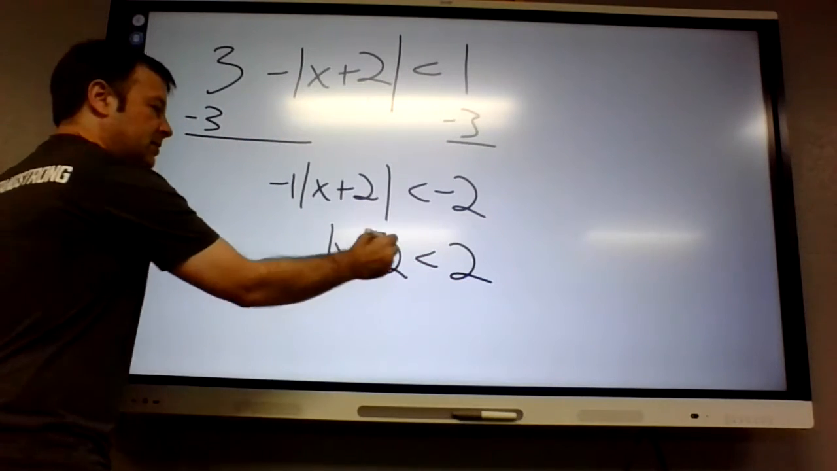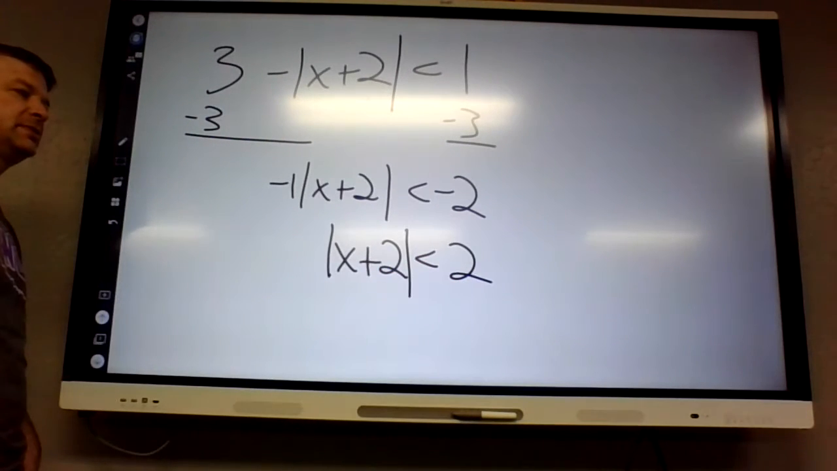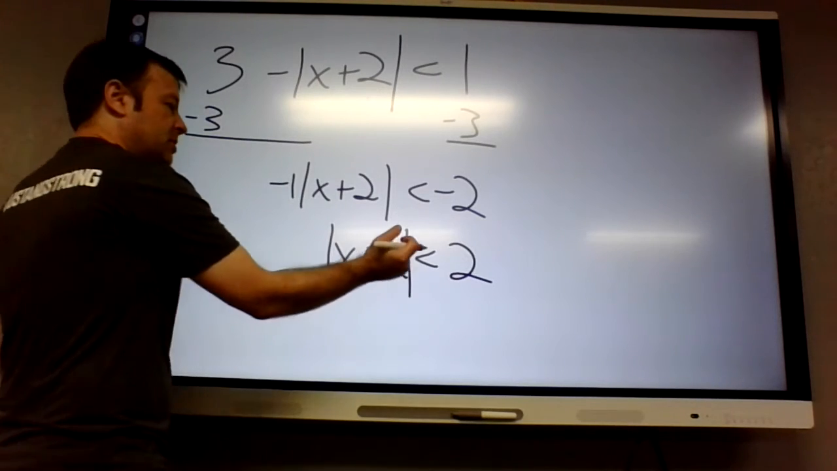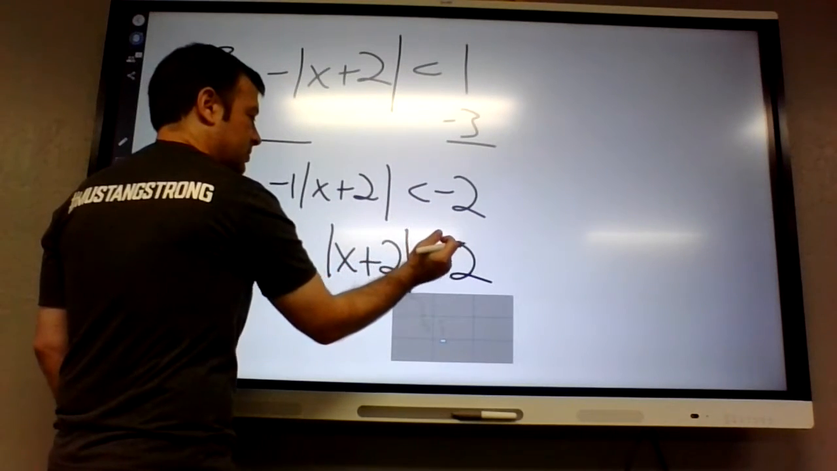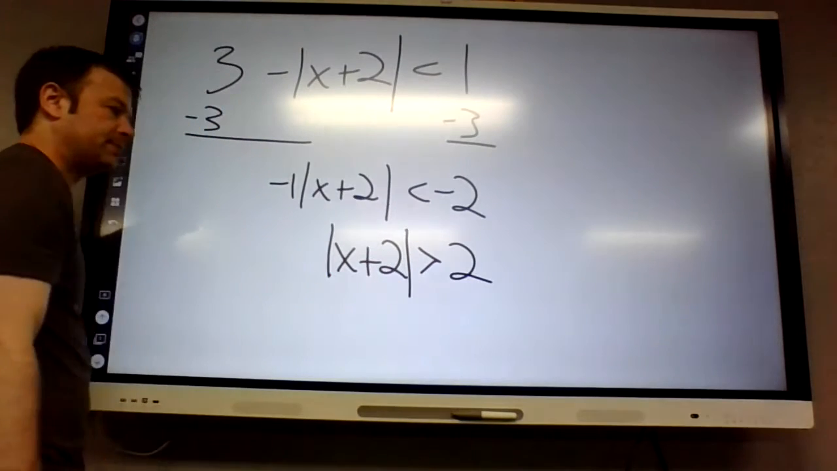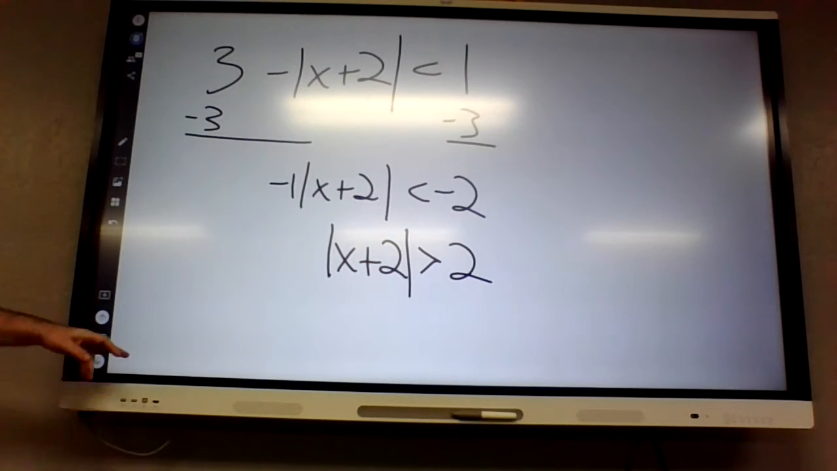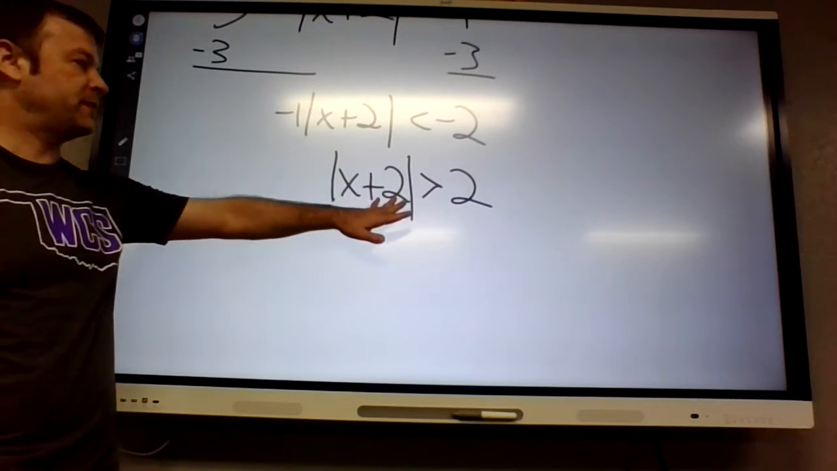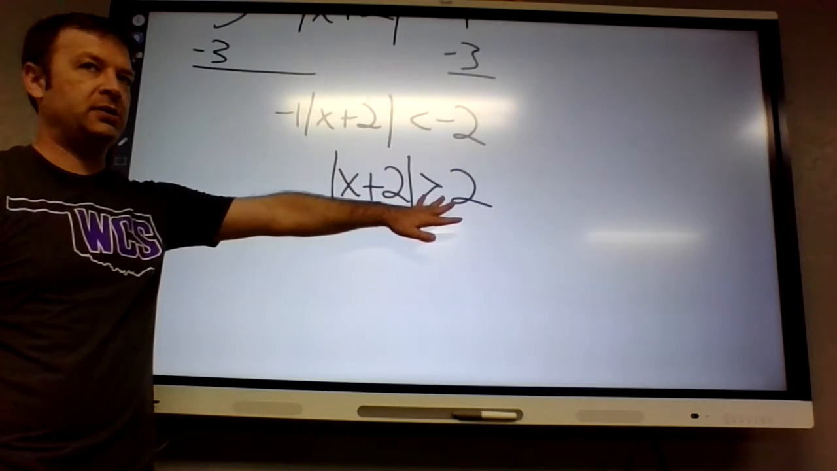Okay, but I did something wrong. It needs to be greater than rather than less than. Needs to be greater than 2, not less than. Okay, so on number 37, the one we just did, it was a less than. This problem is an absolute value greater than.